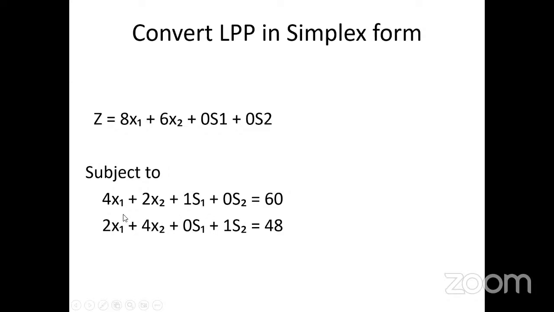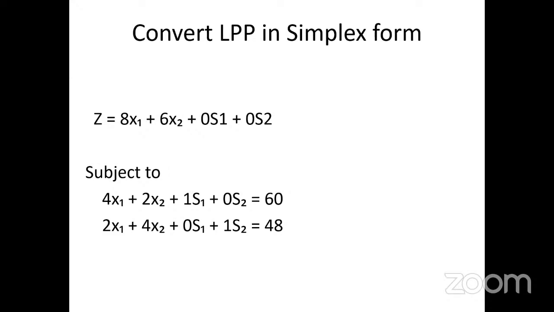The first equation has 1s1 added as a slack variable. The second equation has 1s2 as the second slack variable. If there were three equations, one more, s3, would also be added. Only two equations are there, so S1 and S2 are the slack variables. Both are slack because both are less than or equal to equations. These S1 and S2 are added to the objective function as Z equals 8x1 plus 6x2 plus 0s1 plus 0s2. So we are converting the normal LPP into simplex form.